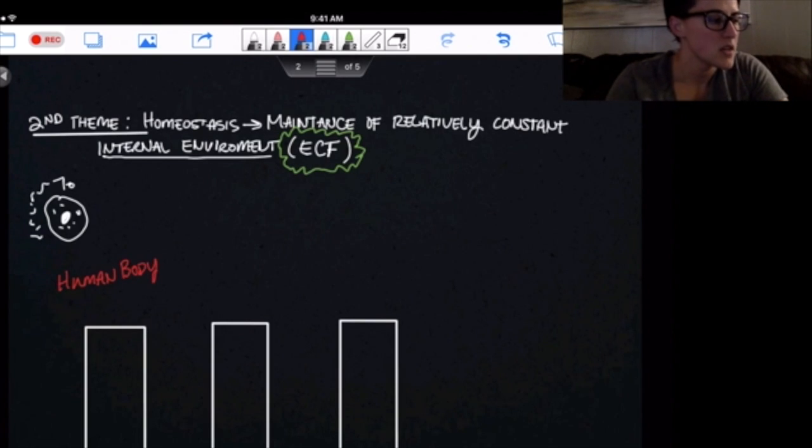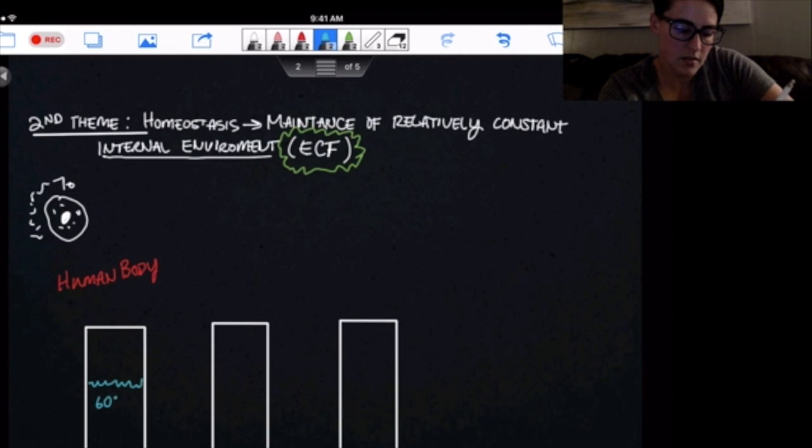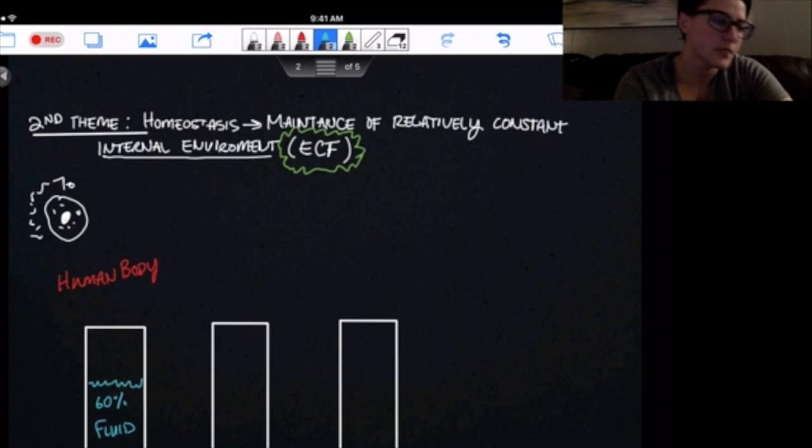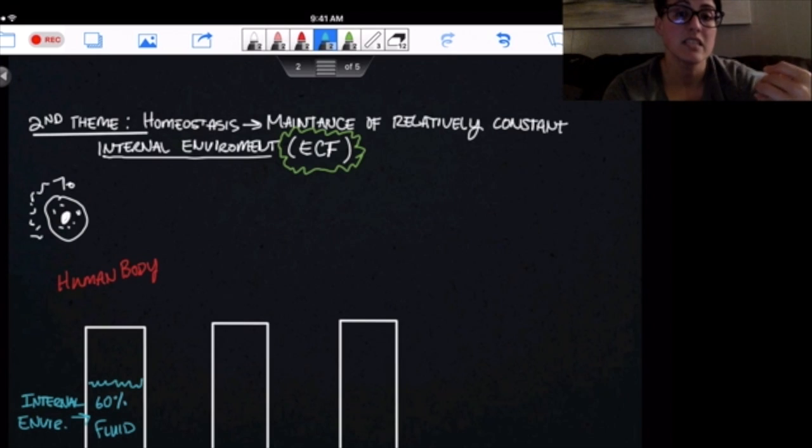So the human body is made up of, we'll do it in blue, about 60% fluid. 60% fluid. And that 60% fluid is what we know to be the internal environment. If you're confused, don't worry. I'm going to break this down. So this is the internal environment. The human body is made up of about 60% fluid.